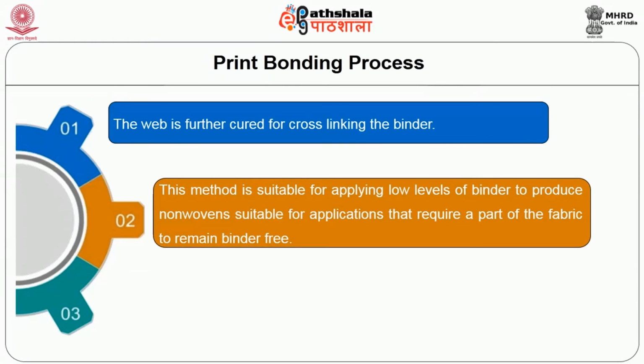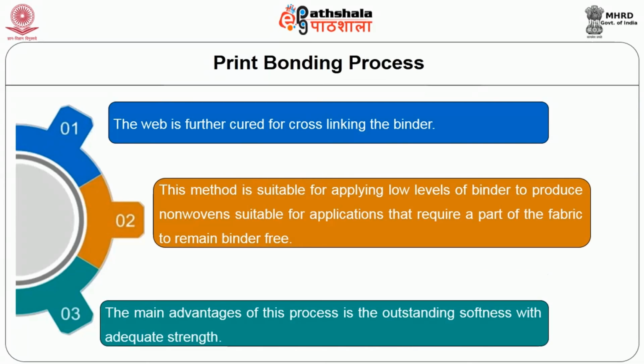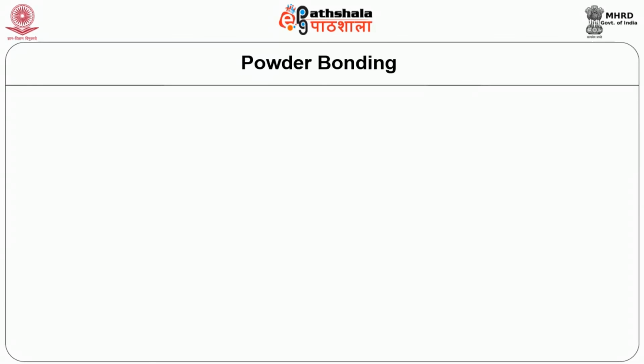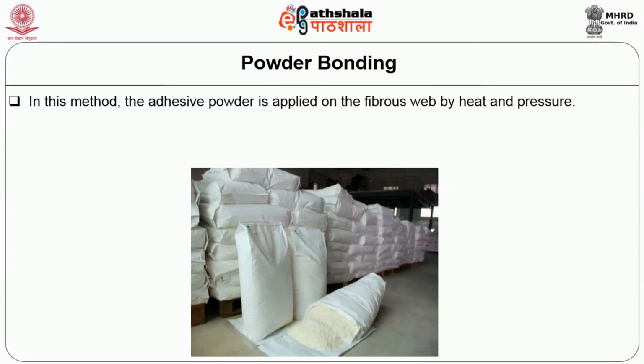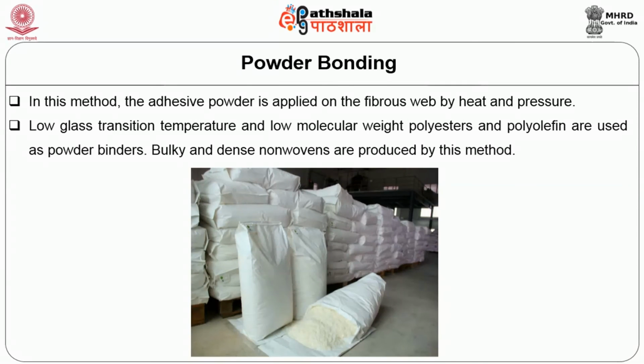This method is suitable for applying low levels of binder to produce non-wovens suitable for applications that require a part of the fabric to remain binder free. The main advantage of this process is the outstanding softness and adequate strength. The next method is the powder bonding. In this method, the adhesive powder is applied on the fibrous web by heat and pressure. Low glass transition temperature and low molecular weight polyesters and polyolefins are used as powder binders. Bulky and dense non-wovens are produced by this method.